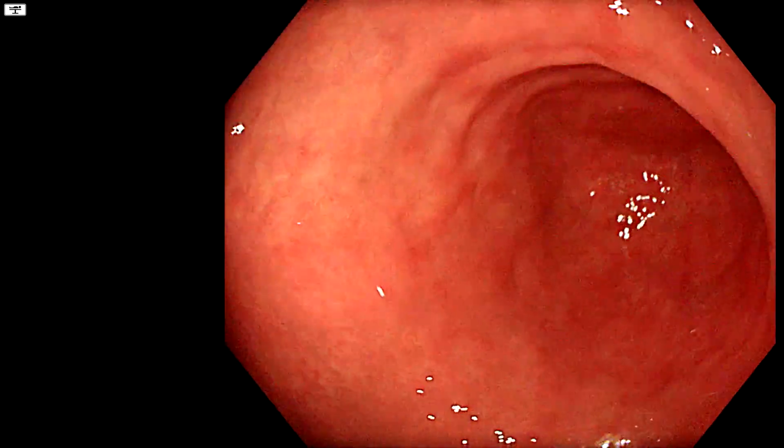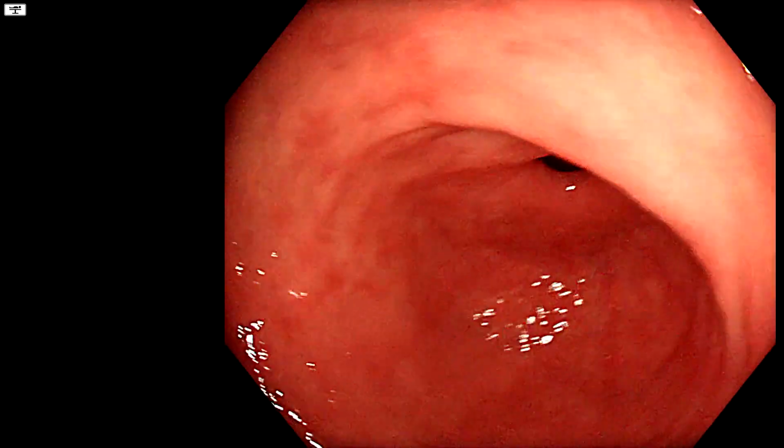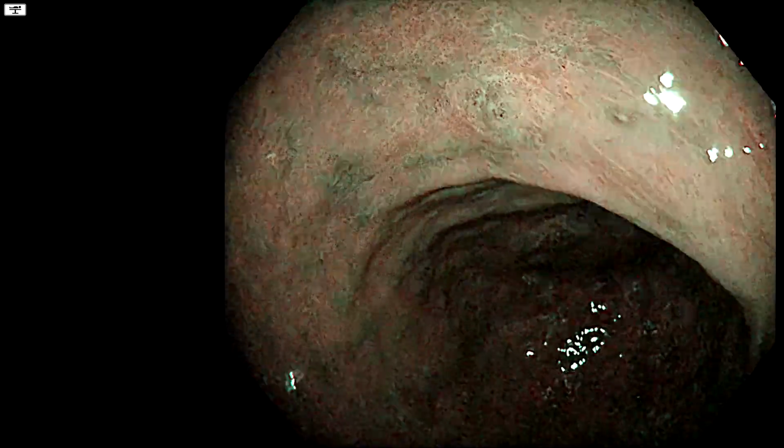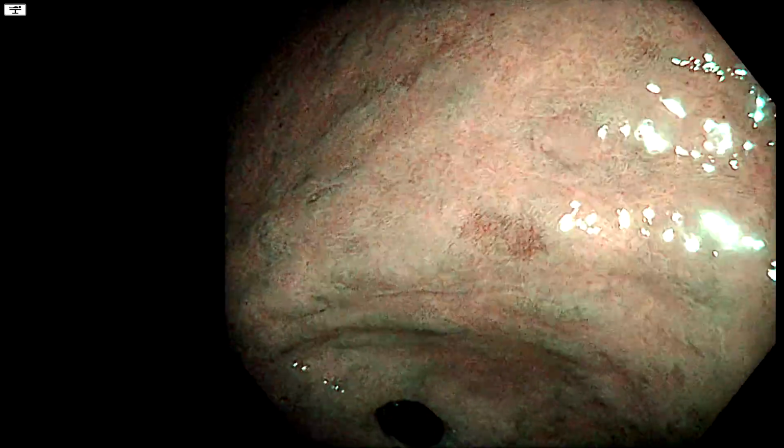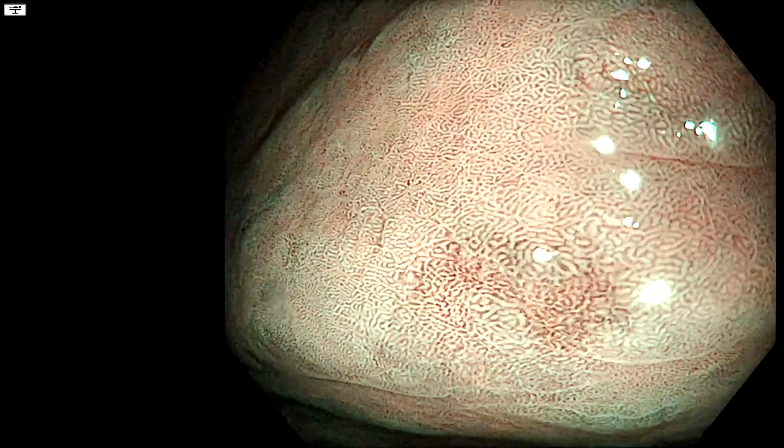It is much easier to do this in a bright virtual chromoendoscopy mode than in white light, so let's do it in this case in MBI. Let's look at an area which might be abnormal. So let's try this one here, and then let's hone in on some of these areas. So for example, this one.